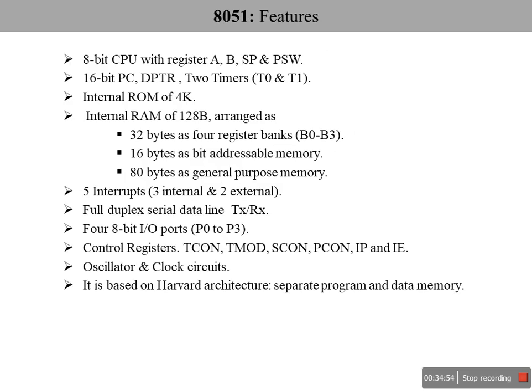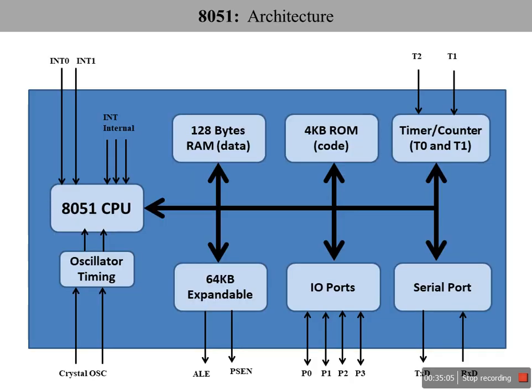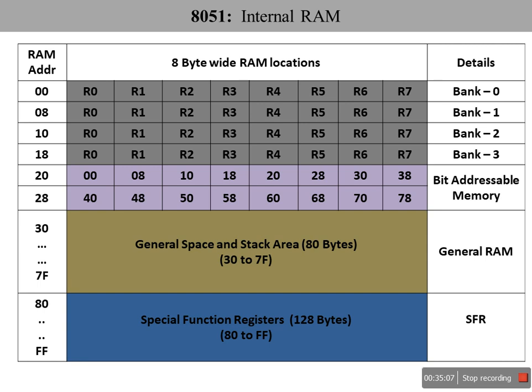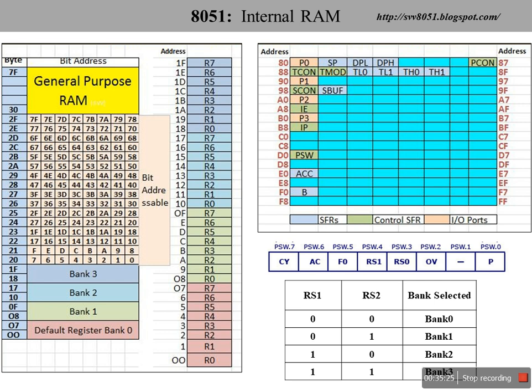It is an 8-bit microcontroller. It has ports, it has RAM, it has ROM, control registers, it has special function registers. It is based on Harvard architecture. This is the internal architecture of 8051. This is internal RAM. Internal RAM is 128 bytes wide, and that is divided into banks, bit addressable memory and general purpose memory. Then the upper part of the internal RAM is a special function area, so special function registers. Then these are the details of that.